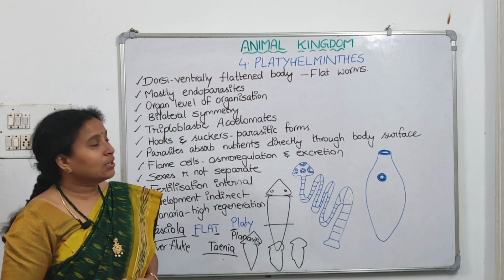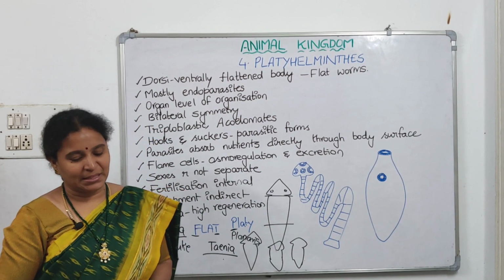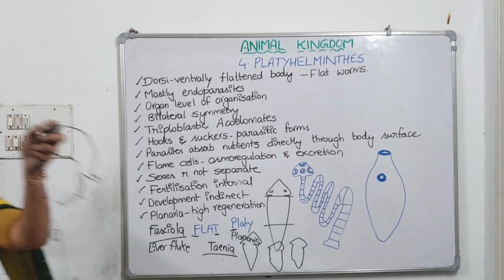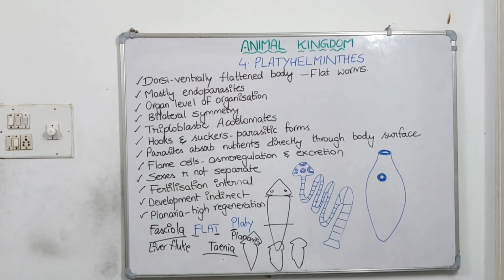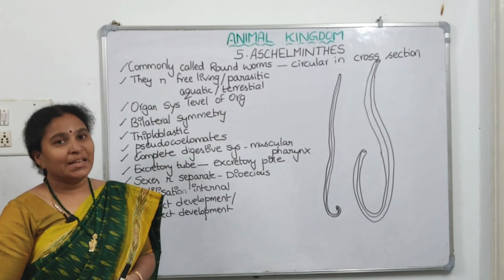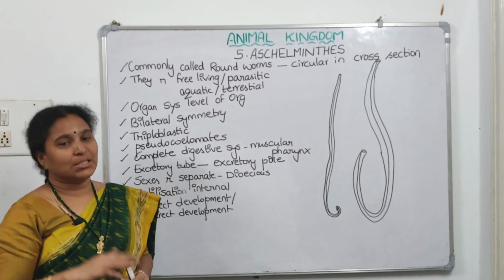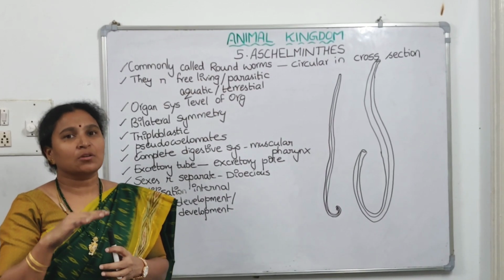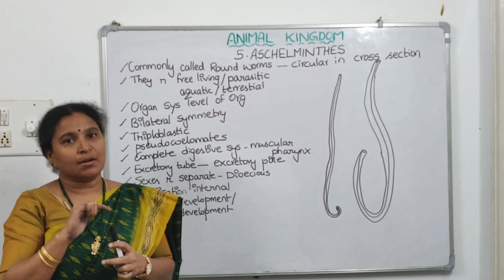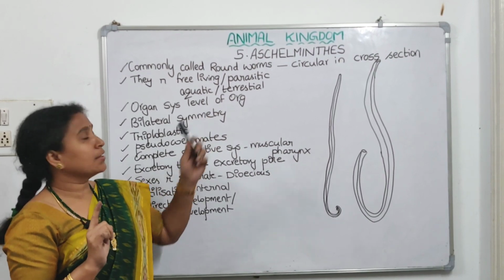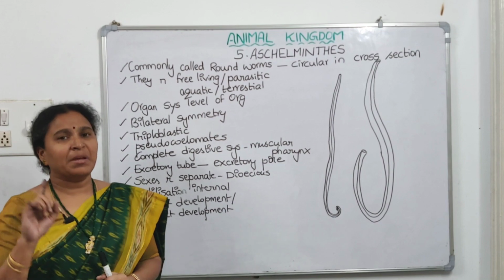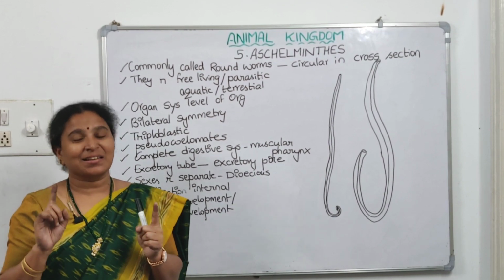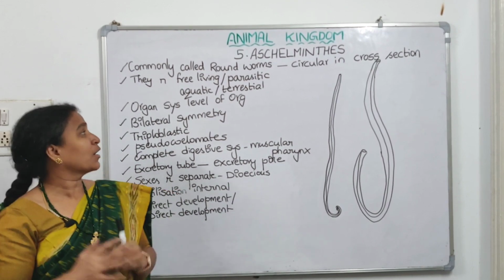So take a screenshot. We'll talk about the next phylum, Aschelminthes. So the next phylum is Aschelminthes. When you cut Aschelminthes in cross section, it appears round. So that's why they're commonly called roundworms. And they can be either free living or parasitic. They can be either terrestrial or aquatic.